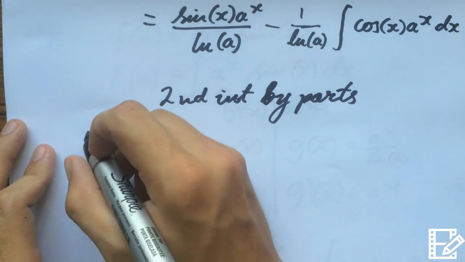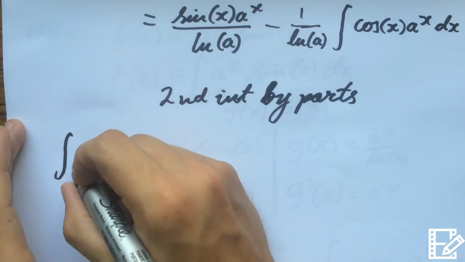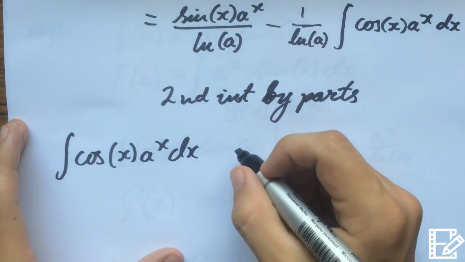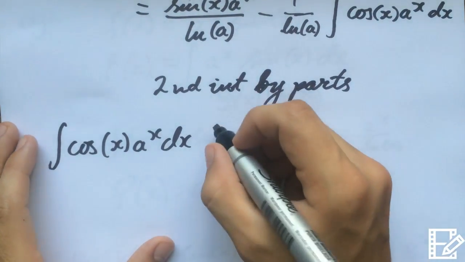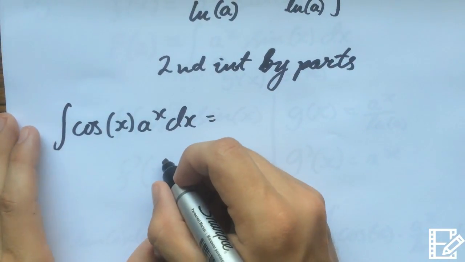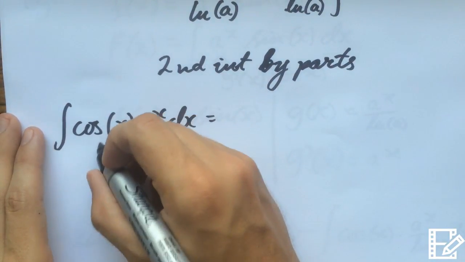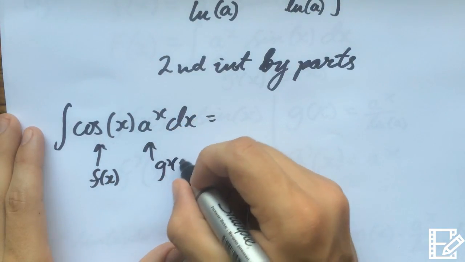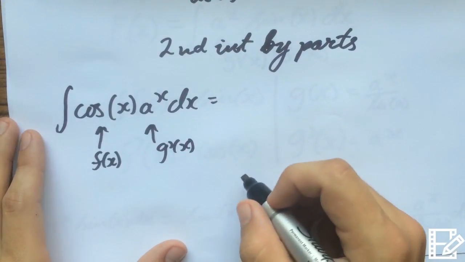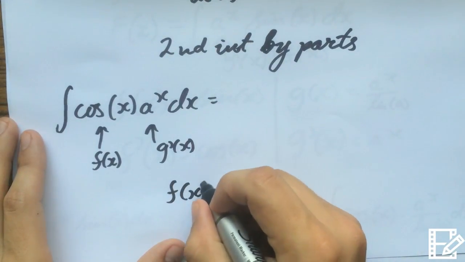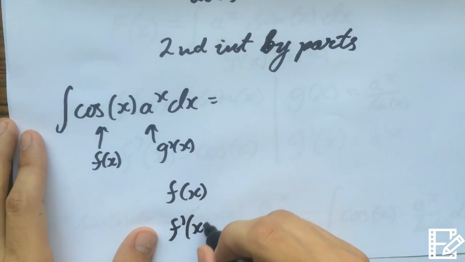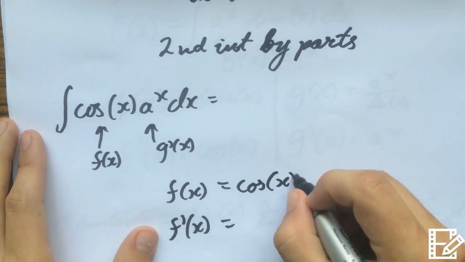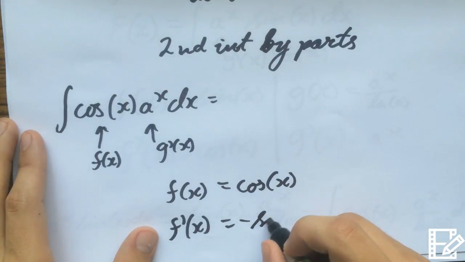Okay, so we start with cos x a to the power of x dx. I'm going to do it the same as I did before. We're going to label this one as the f(x), and we're going to label this one as the g'(x). Okay, so f(x), f'(x): we have f(x) equals cos x. That means the derivative of cos x is negative sine x.